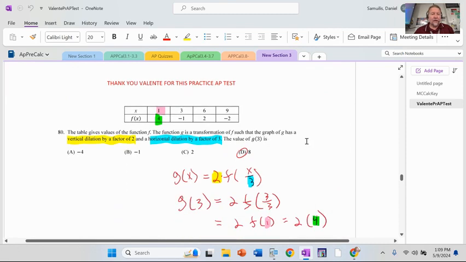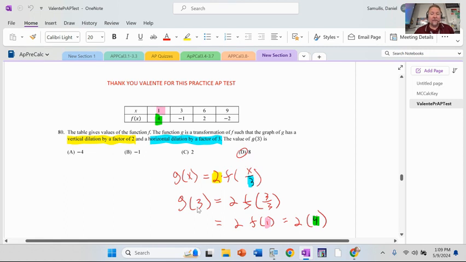Next, given table function transforms. I didn't remember this question. Vertical dilation by a factor of 2, and then remember, horizontal dilations by a factor of 3 are inversely related. So that is a horizontal dilation by a factor of 3. This is how it works.